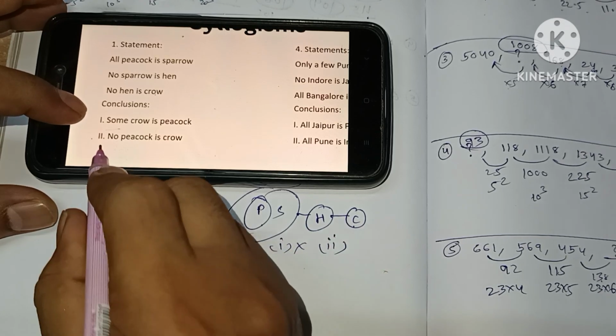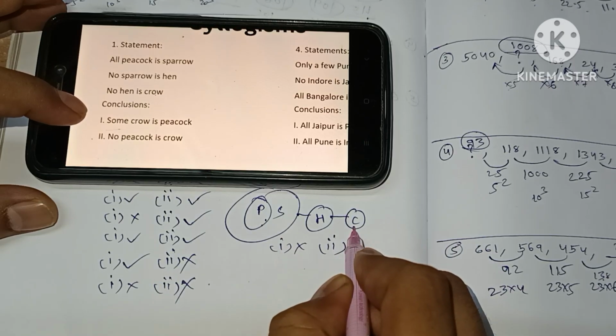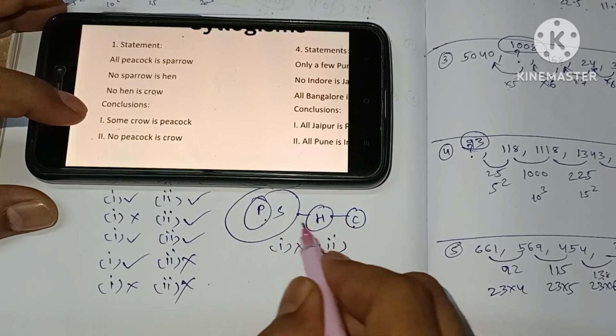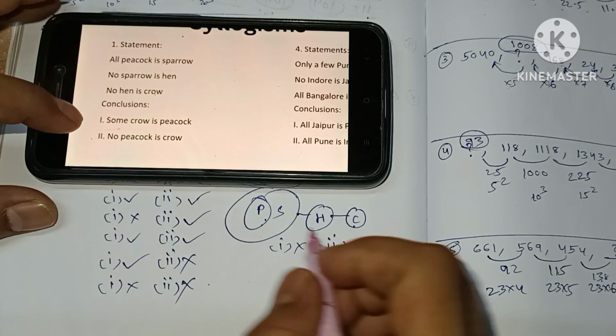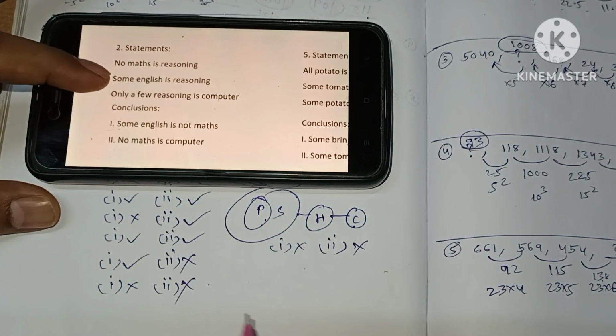Second conclusion. No peacock is crow. This is peacock and this is crow. We check some case. Some peacock can be crow. Some case is possible. Some case possible means no case fails. So the second one is false. Okay, let's see the second question.